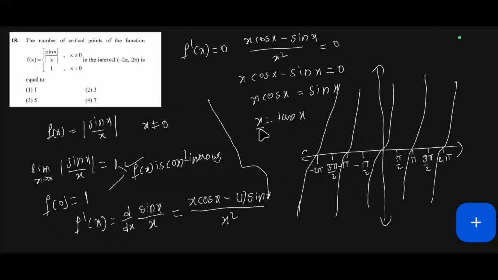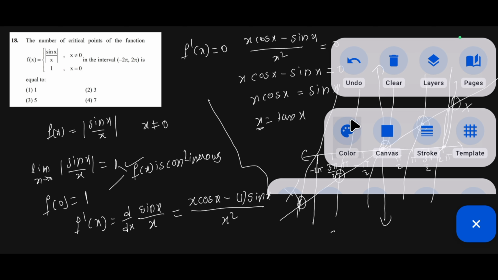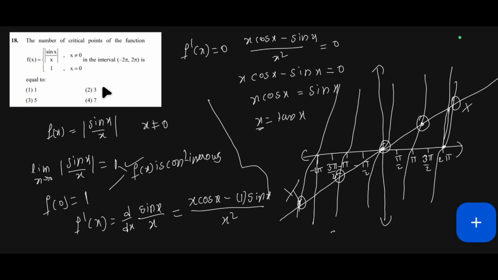Now the x graph will go like this way. But we need only until this point. There is no need of this part, no need of this part, because we need minus 2 pi to 2 pi. So the number of intersecting points: 1, 2, 3. There are only 3 intersecting points. Option 2 is the right answer.